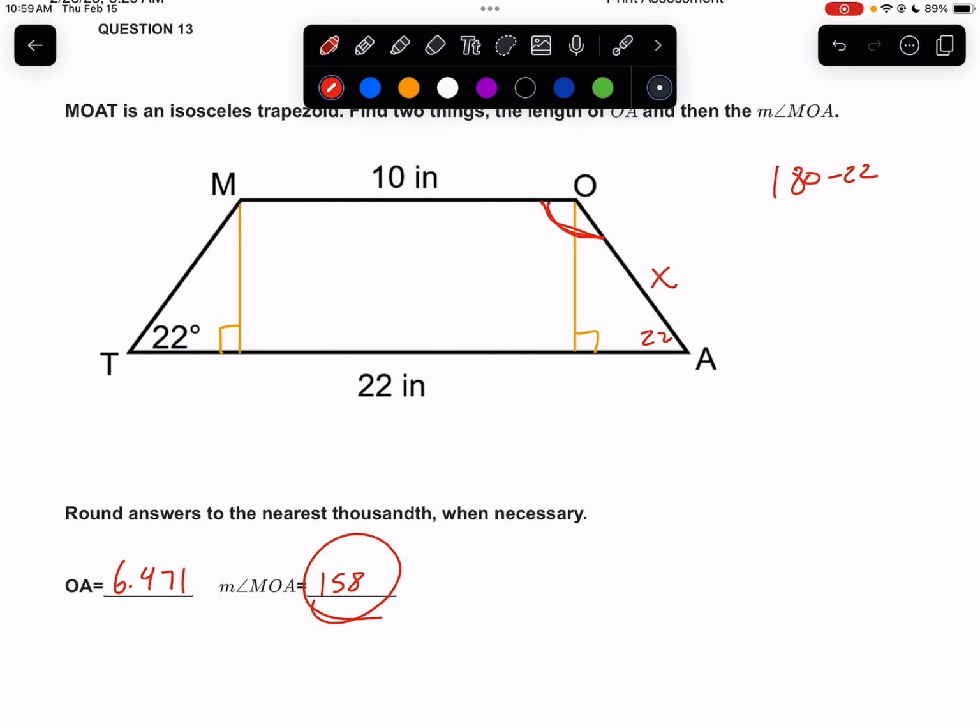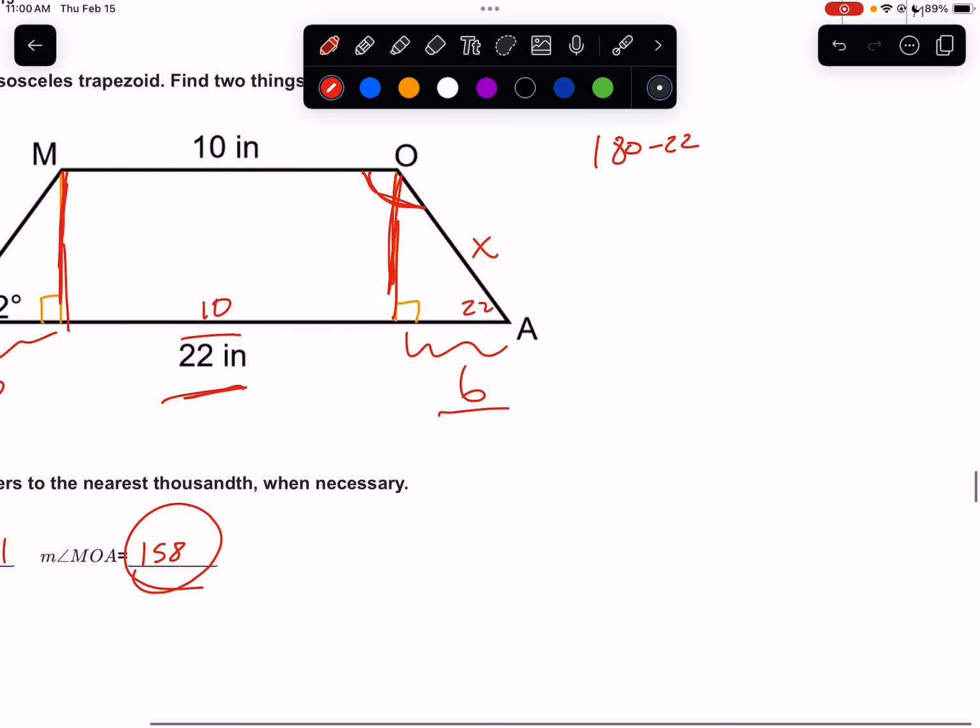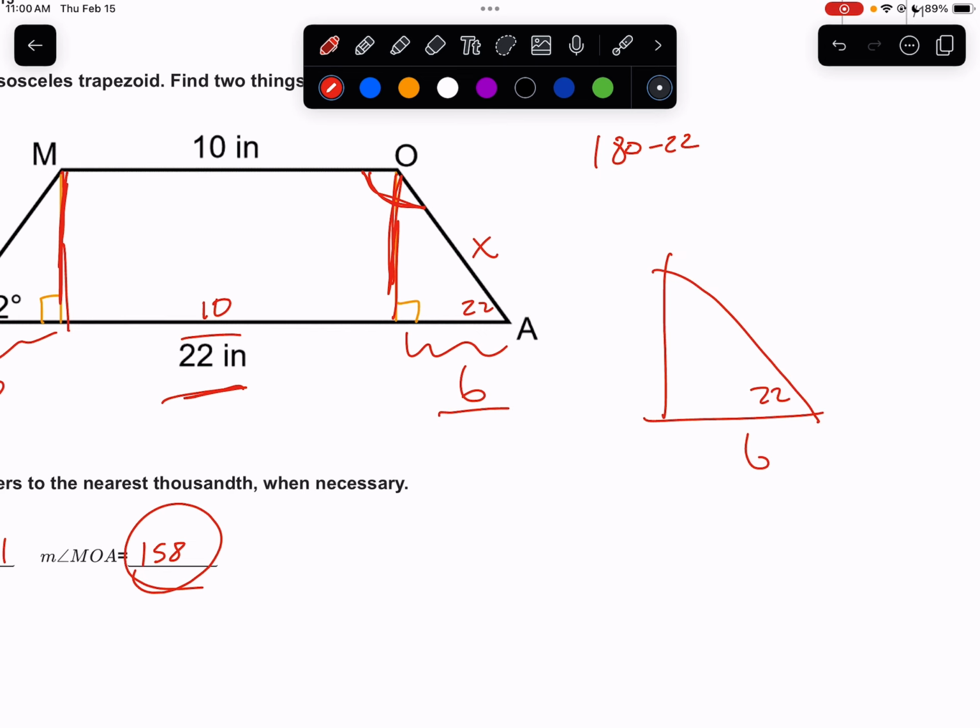What do we know? Well, this middle part would be 10, right? Between the two heights would be 10. And because it's isosceles, won't the wings have to be the same size? So 22 minus 10, that means these have to be 6 each, right? 6 plus 10 equals my 22. So really, I'm working on a right triangle with a 22 and a 6, and I'm looking for the hypotenuse.